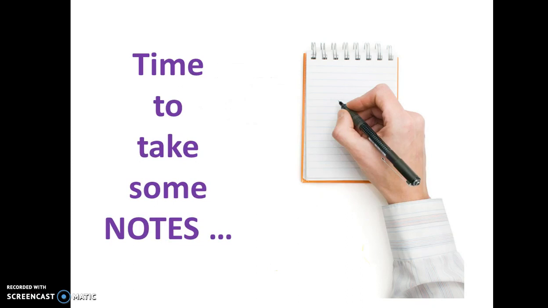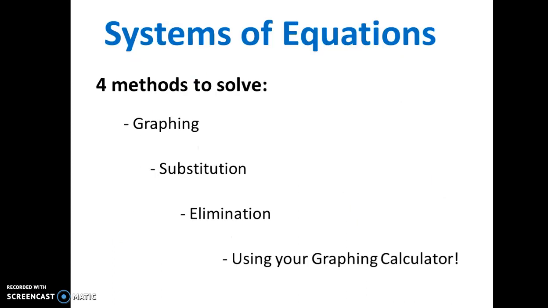All right, let's take some notes now. So you were given a paper before you left class. On here, we're going to do some notes for a quick lesson, very quick lesson. We're going to look at all four methods. Again, there's graphing, substitution, elimination, and then there's using your graphing calculator. We haven't done that yet. We'll do that in class at the end of the week.